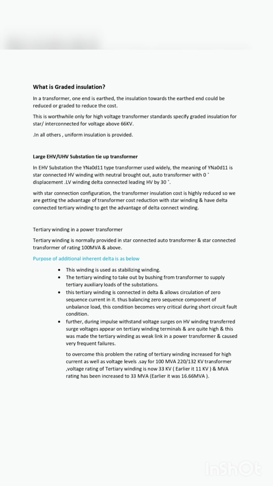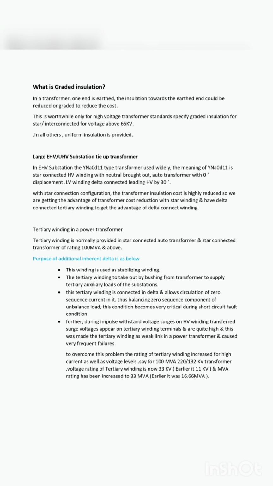In a transformer where one end is earthed, the insulation towards the earthed end can be reduced or graded to reduce the cost. This is worthwhile only for high voltage transformers. Standards specify graded insulation for star interconnected windings for voltage above 66 kV. In all others, uniform insulation is provided.